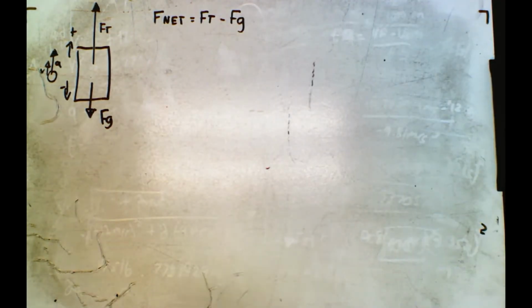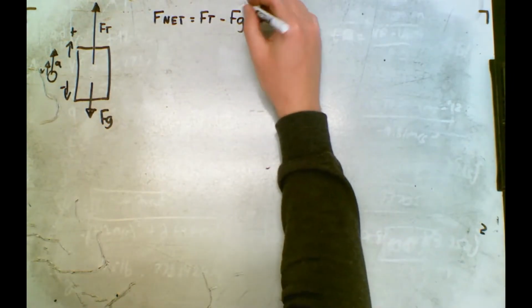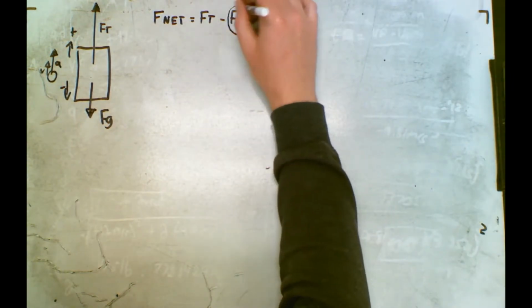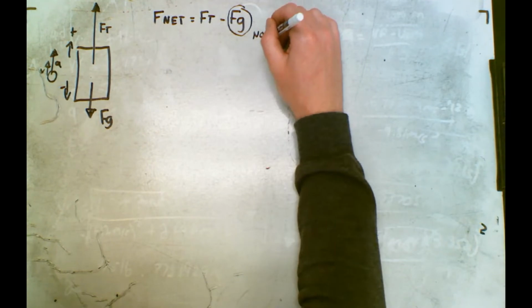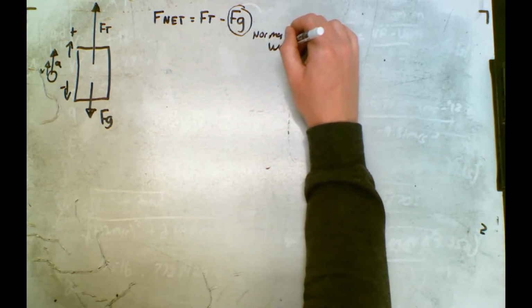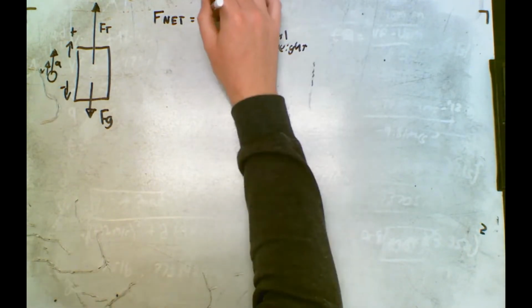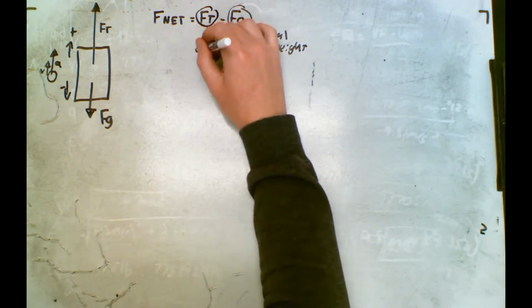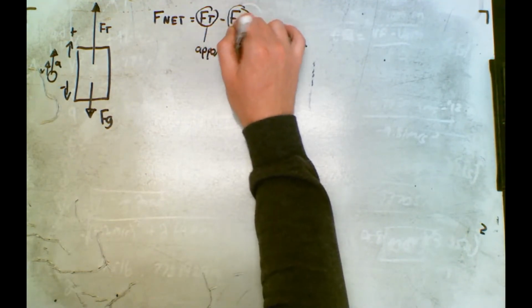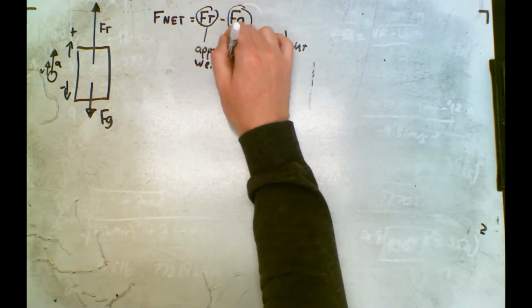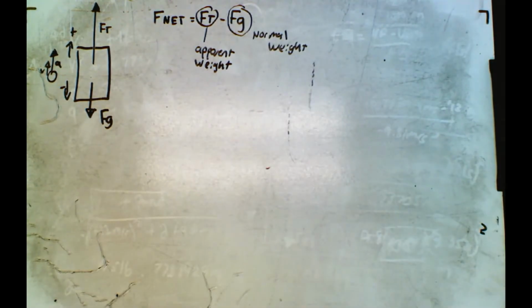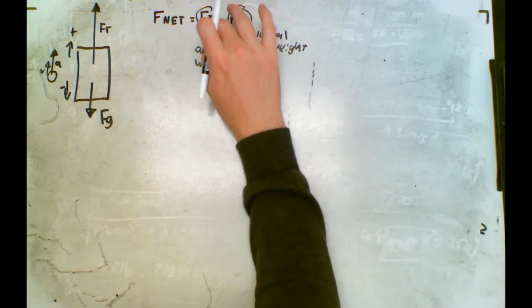Okay, so what you need to know when doing these is this is the lady's normal weight. This is her apparent weight, and that's what we want to find. How heavy does she feel in this situation? So what we need to do is rearrange the equation to solve for Ft.